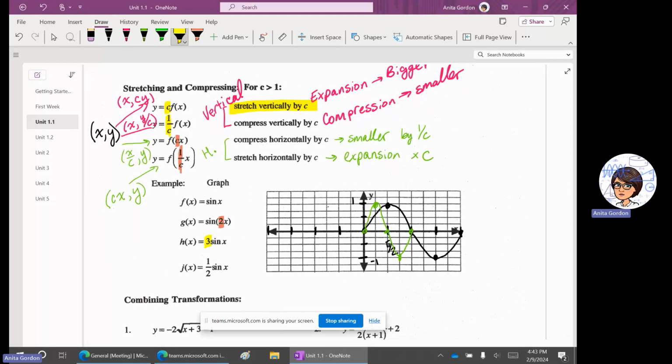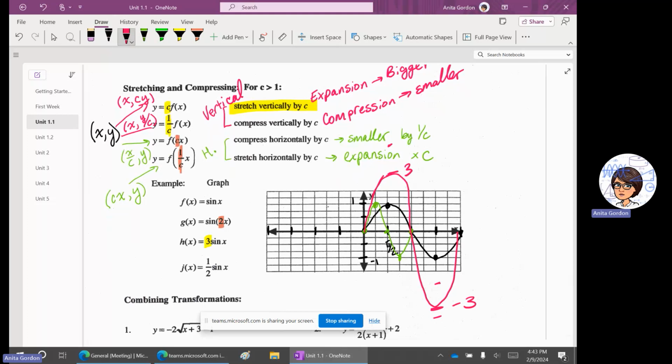If I have a 3 on the outside, that means my x's aren't changing, but I am changing the y values to 3 times. Ooh, I see my mistake here. I should have made the 1 a little bit lower. But if this is 1, then this is 2, and this is 3. And then this is 2, and this is 3. So now I'm stretching it vertically and then going down, right? So the peaks of my y values will be at +3 and -3. My x values stay the same.